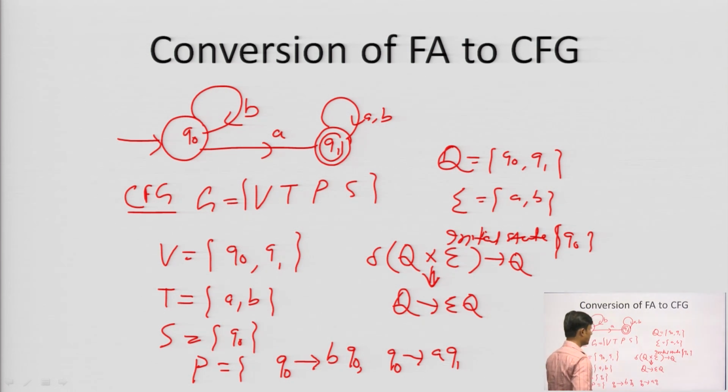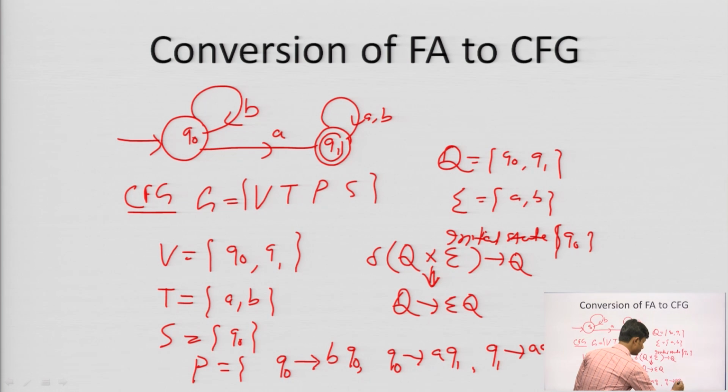Now we have Q1. In Q1 the input is A and it goes to Q1 itself, so Q1 to A Q1. Then with B, Q1 to B Q1. Another rule is that for every final state there is an epsilon production. Here Q1 is the final state, so Q1 to epsilon. Now we have converted this finite automata to context free grammar.